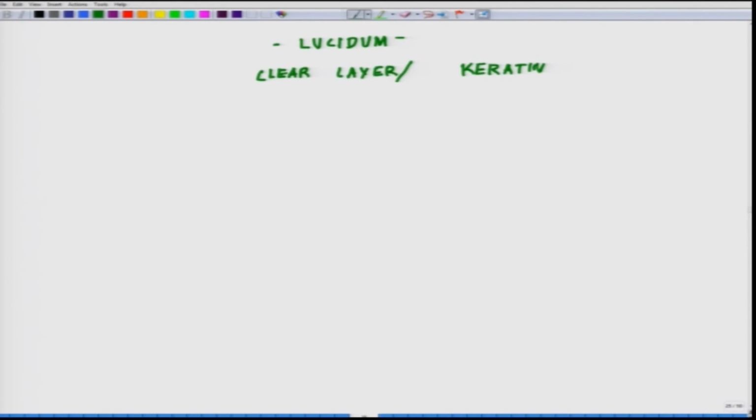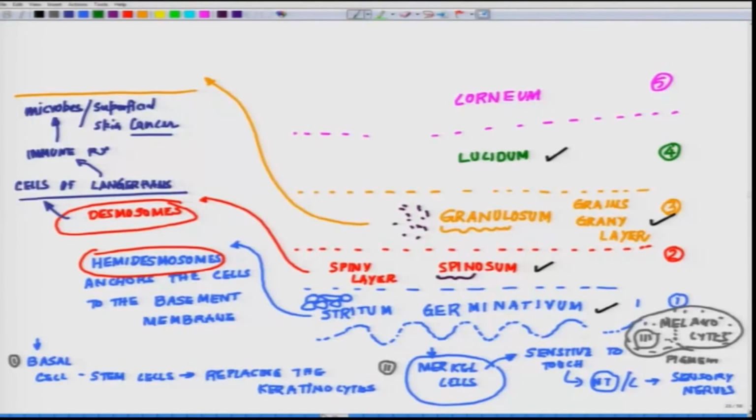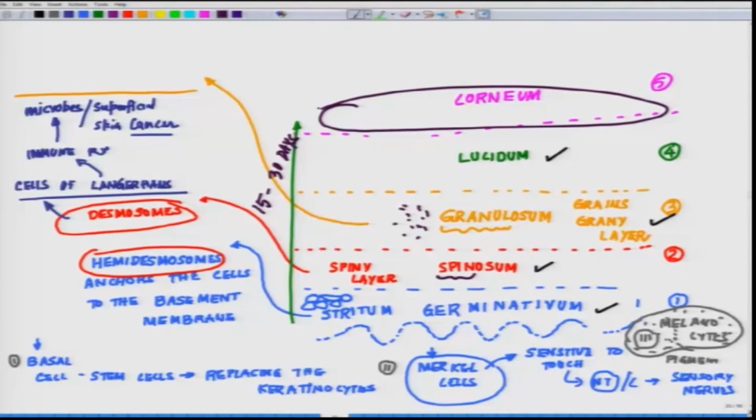And here now, since I am giving you a bit of an idea, the days it takes for the cells to move from here all the way up is around 15 to 30 days. Okay. And as we move to the next layer, which is the corneum layer, here mostly there are a lot of dead cells, and these cells last for 2 weeks.